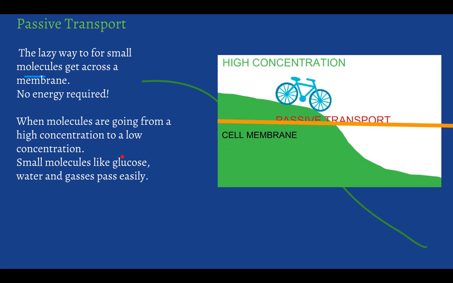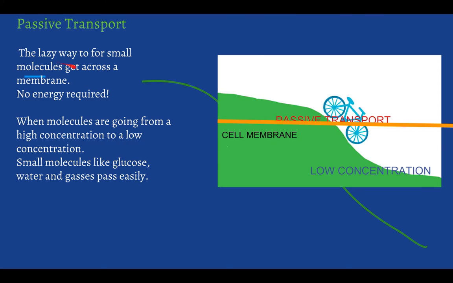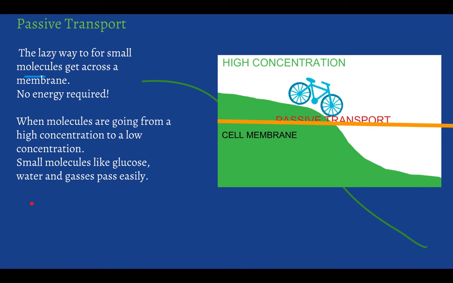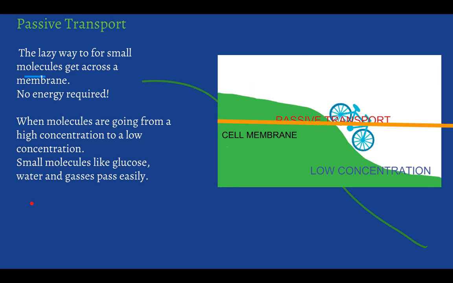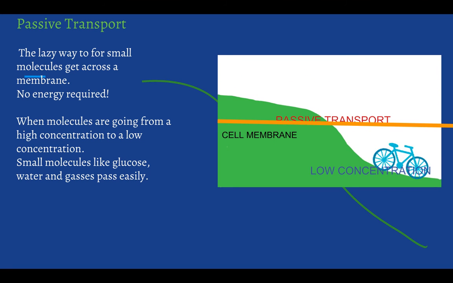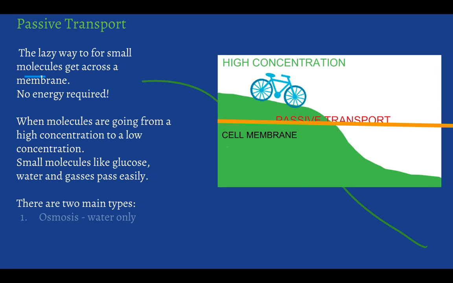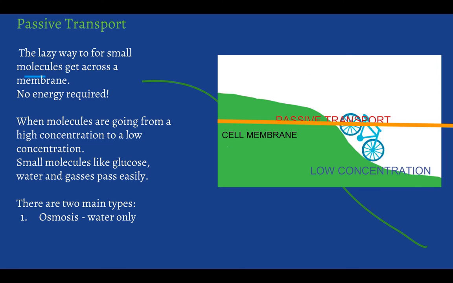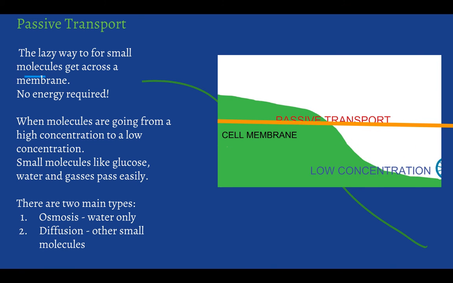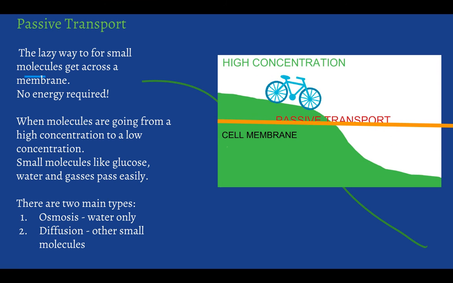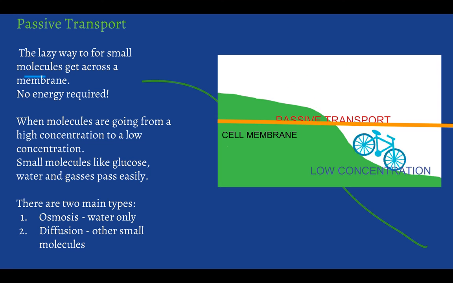This is usually how passive transport, also known as diffusion, works, and small molecules like glucose, water, and gases pass through very easily. So when going from high concentration to low concentration, they are moving by diffusion or passive transport. Osmosis is this phenomenon when we're just talking about water, and diffusion is usually referred to for other molecules. You can say that water diffuses too. It's just more specific to say osmosis, but diffusion is an acceptable answer.